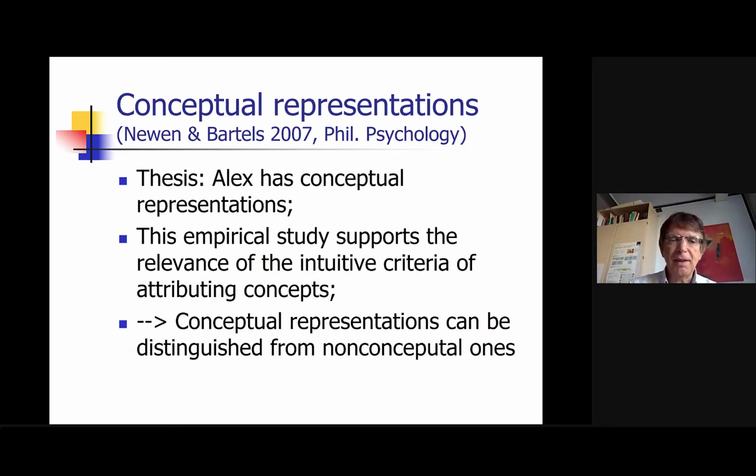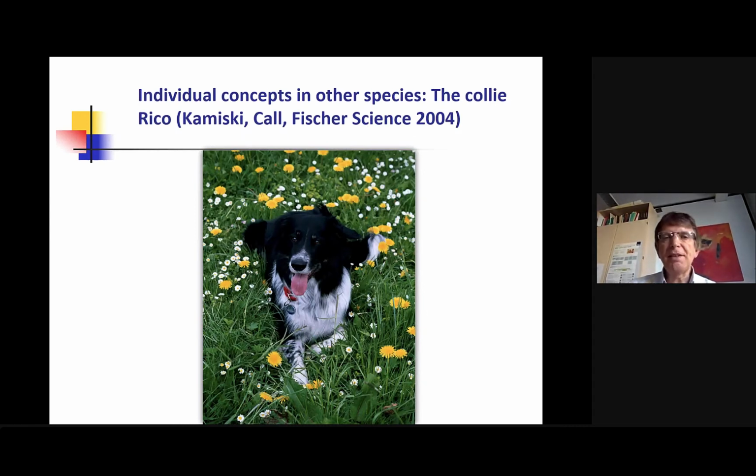And yes, these conceptual abilities, but now not for concepts of properties, but for concepts of individual objects, are shown in border collies in several studies. The first one was done by Julia Fischer and Joseph Keil and so on, with a dog, Rico, and he was able to recognize 200 objects by name.